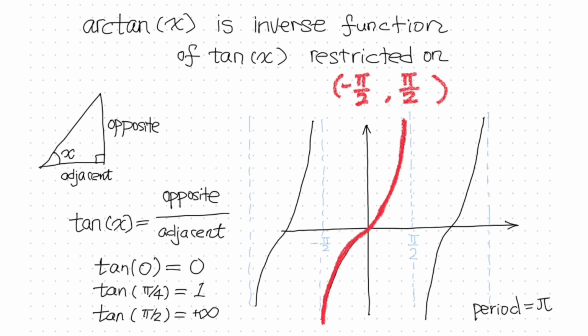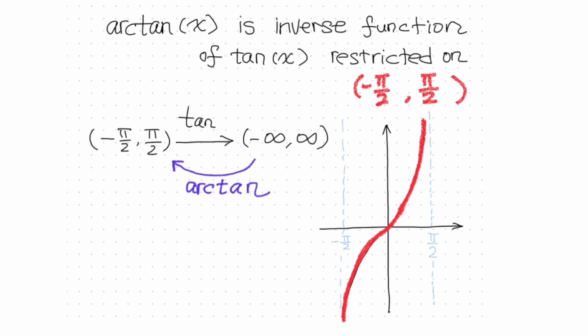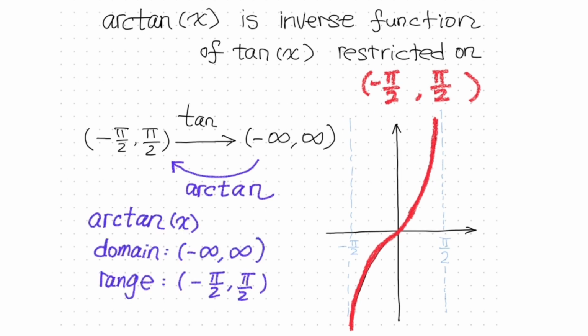In order to consider the inverse function of tangent of x, we restrict its domain to the interval between negative pi over 2 and pi over 2, on which it is monotonically increasing. In other words, arctan of x is the inverse function of tangent of x restricted on the interval negative pi over 2 to pi over 2. When tangent is restricted to this domain, its range is still all the real numbers. Now if we look at the inverse function of tangent of x with this domain restriction, we conclude that the domain of arctangent of x is all real numbers, and the range is the open interval from negative pi over 2 to pi over 2.